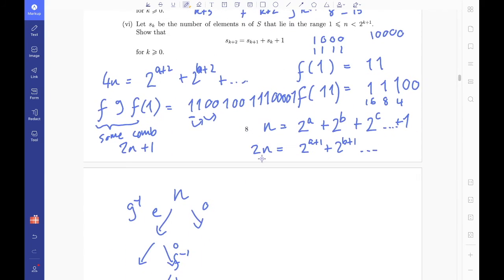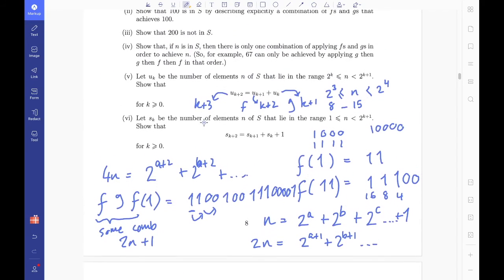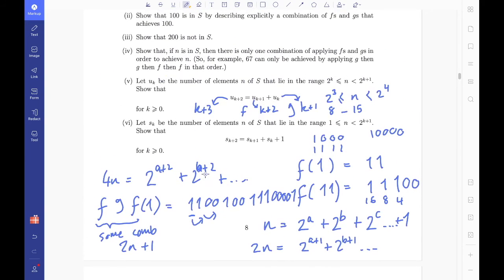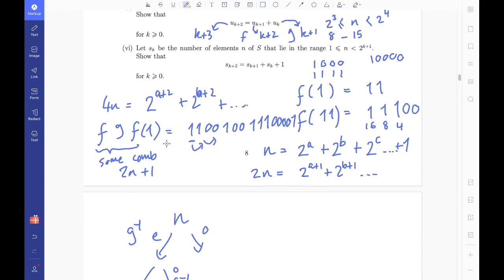So yes, this all relies on you having got the previous part correct by considering it in binary as adding sort of 2 digits onto the end. Okay, so the next last part of this question is asking for numbers up to 2k plus 1.